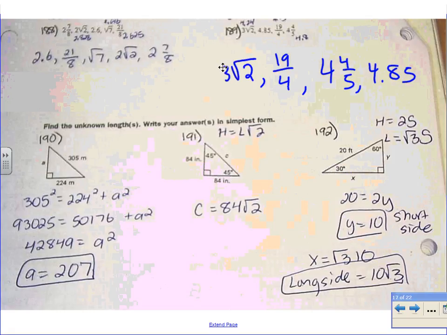Yep, it's all up here, but yeah, I'll do it. So 30, 60, 90. I started with hypotenuse equals 2s. Okay, short side is y. So 20 is the hypotenuse, equals 2y, because y is the short side. Divide by 2, you get y is 10. That's your short side. Long side is short side times square root of 3. So take the 10, multiply it by square root of 3.